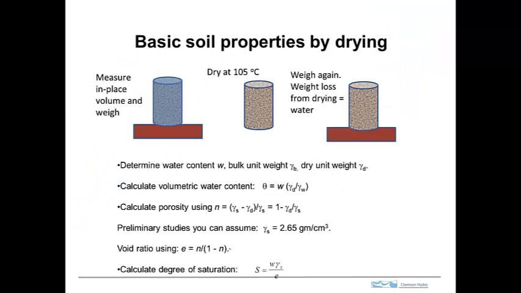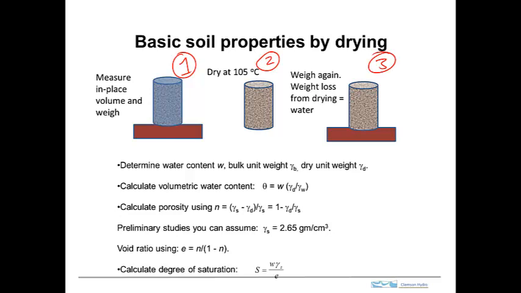So we can determine the basic properties of soil by doing a simple test where we take a sample and we measure the volume of the sample and we weigh it. That would be step 1 here. And then we put the sample in an oven, and the traditional way to do this is to dry it at 105 degrees C, for several hours or overnight, and then we weigh it again, and that's step 3.